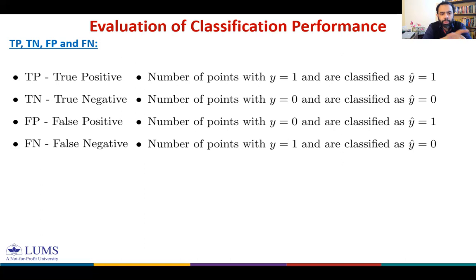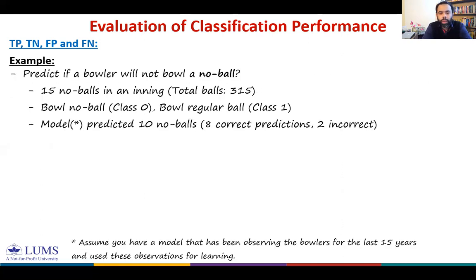Let me explain these four quantities with the help of an example. Again, we take the same example. We want to build a classifier that predicts if a bowler will bowl a no ball. We assume that you have a model that has been observing the bowlers for the last 15 years and uses these observations for learning. A bowler is going to bowl, and you know the current situation and the behavior of the bowler for the last 15 years, and you expect to predict whether the bowler will bowl a no ball or not. Suppose we have 15 no balls in an inning, with a total of 315 balls. As I said earlier, no ball we call class 0, and a regular, valid or legal ball we call class 1.